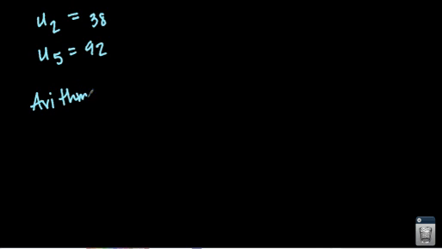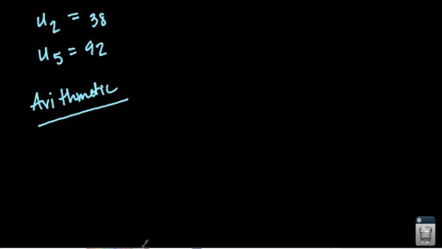Let's do another practice one. Let's say I'm given u sub 2 equals 38 and u sub 5 equals 92. And I'm going to tell you that this is an arithmetic sequence. If you don't know what kind of sequence it is, you can't really determine if there's a common difference unless they specifically ask for one, because the sequence could be geometric or some other random sequence. So you need to know that it's arithmetic in nature.